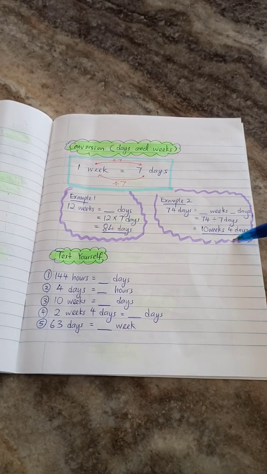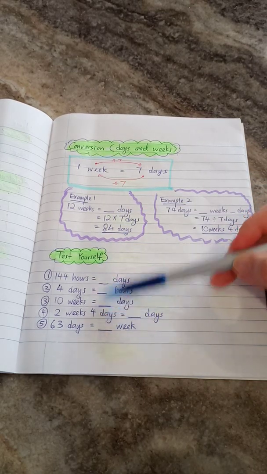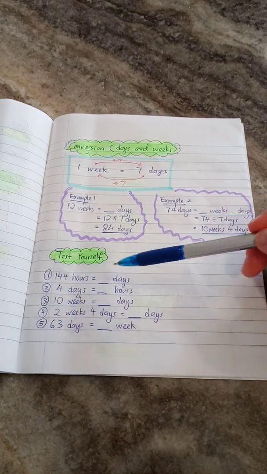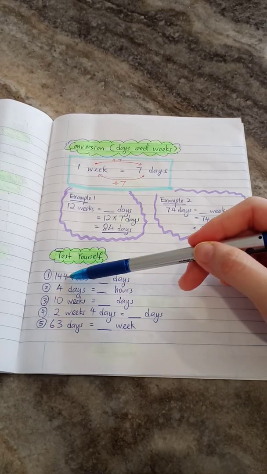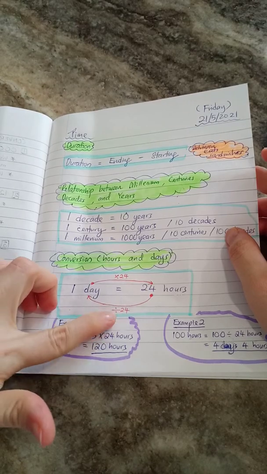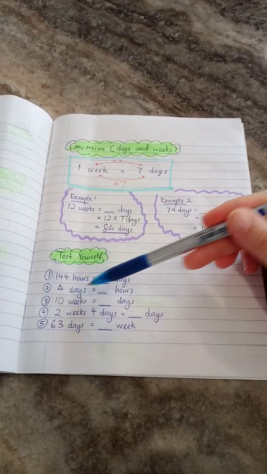So today Madam Ang won't ask you to do your module DLP book. I will just ask you to answer the 5 questions here. Test yourself. Number 1, hours to days. Let me remind you one more time. Hours to days, divided by 24. Number 2, days to hours.